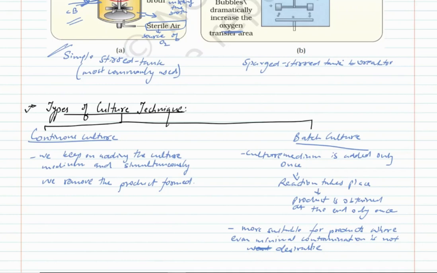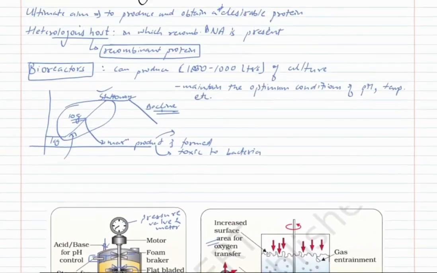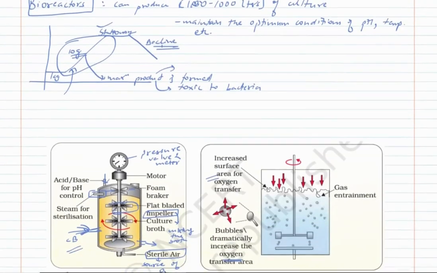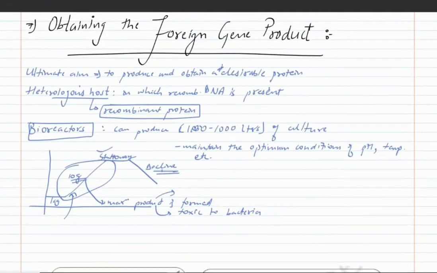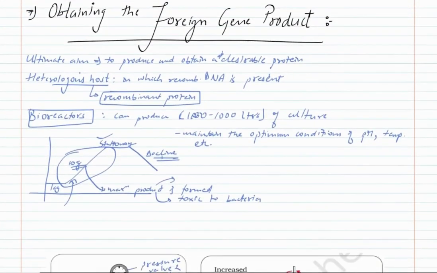So with this, we finish off with our discussion on obtaining the foreign gene product. Whatever the gene product is, a recombinant protein, it can be obtained through the help of a bioreactor. A bioreactor will have an agitator system, an oxygen delivery system, a foam control system, a temperature control system, a pH control system, and sampling ports so that small volumes of the culture can be withdrawn periodically. We are talking about a simple stirred tank bioreactor because it is the most commonly used type of bioreactor. And the stirrer also facilitates mixing and availability of oxygen throughout the bioreactor. So with this, we finish off our discussion on obtaining the foreign gene product.